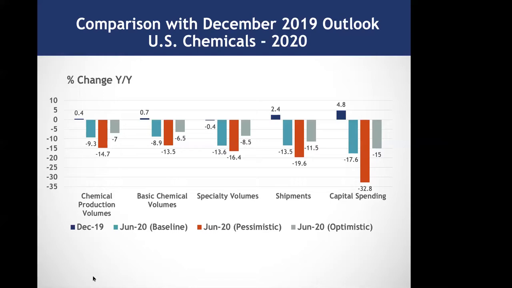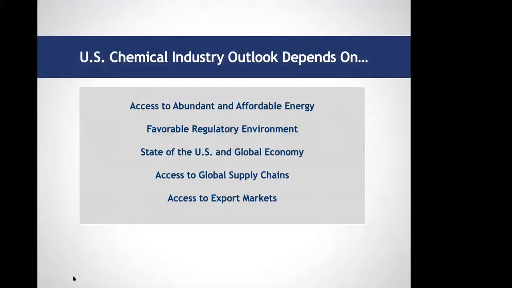But I do compare this to what we were saying in the industry when really thinking about the coronavirus, early December, when we did our year-end situation outlook. But if things were the worse, capital spending in particular would slump even more. So, getting towards the end, our outlook, our success depends on access to abundant and affordable energy, a reasonable regulatory environment, the state of the U.S. and global economy, access to global supply chains, and then access to export markets.